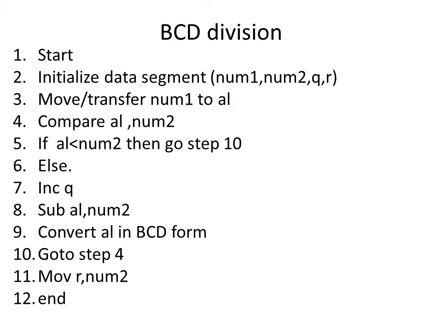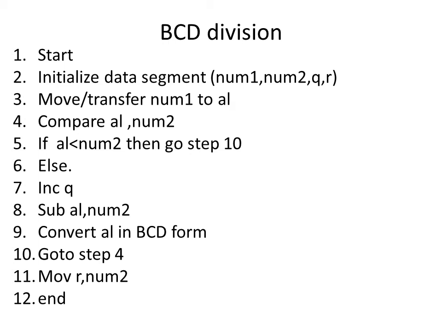So as you can see in the algorithm, the data segment will be initialized. Num1 is transferred to AL. Compare AL and num2, meaning num1 and num2 comparison. If in the first comparison num2 is greater than AL, then stop performing further subtraction. Otherwise, if num1 is greater than num2, then increment Q, subtract num2 from AL, the result is stored in AL, and go to step number 4.